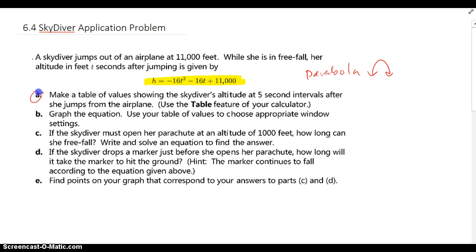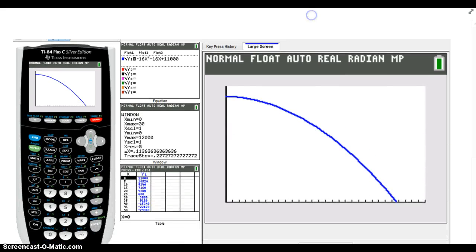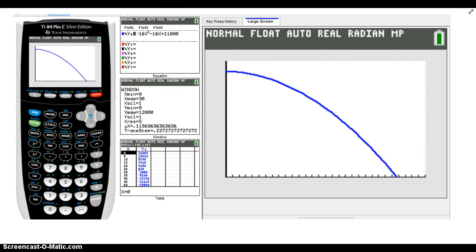Part A says, make a table of values showing the skydiver's altitude at 5-second intervals. So I have to put in time equals 0, and then time equals 5, then 10, then 15, 20, and so forth. And we're going to use the table feature of the calculator to see this. So for part A, I have it done over here. If you can see, time starts, or x is at 0, then 5, 10, 15.